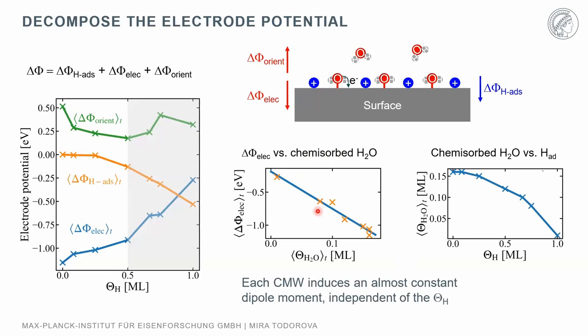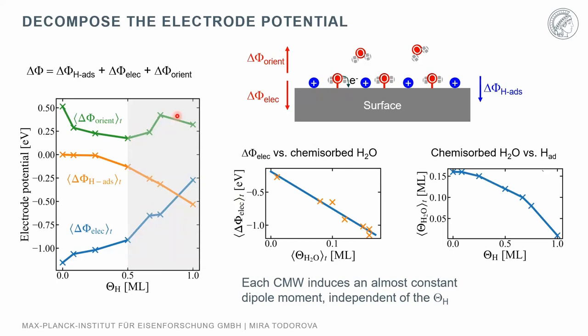And as we decrease the number of water molecules on the surface, this contribution also decreases. If we increase the hydrogen coverage on the surface, we see that the amount of water molecules absorbed to the surface decreases. So within this regime, which is kind of like a phase transition, we are losing all these water molecules that are absorbed on the surface. And just by reorientation, we can no longer screen the potential drop.